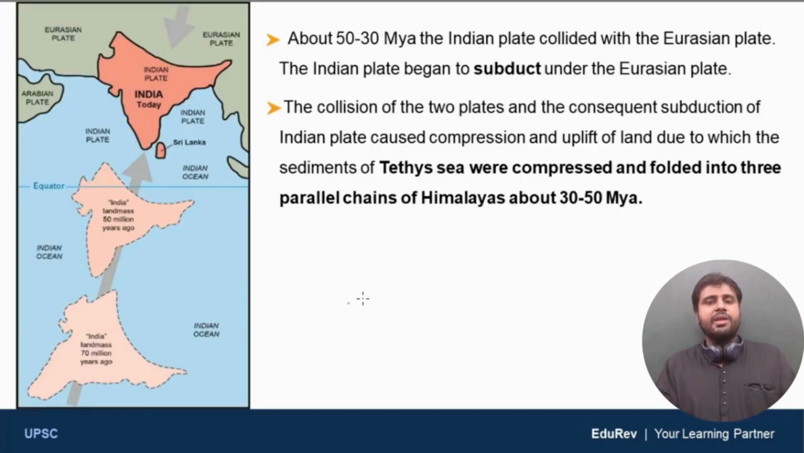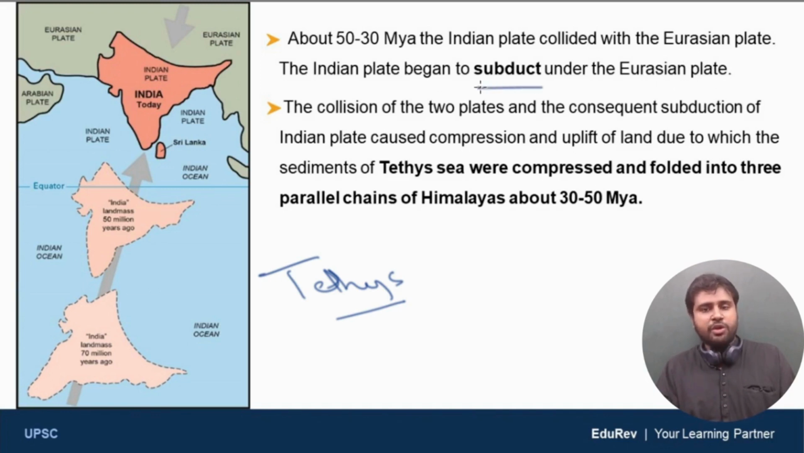Now, we know that the Himalayas are formed when the Indian plate collided with the Eurasian plate. And we also know that once upon a time, there used to be the Tethys Sea between the Indian plate and the Eurasian plate, which we discussed in the previous video. Now, about 50 to 30 million years ago, the Indian plate collided with the Eurasian plate, and the Indian plate began to subduct under the Eurasian plate. Now, what is the meaning of subduction? We'll discuss that next. Please don't worry about that.